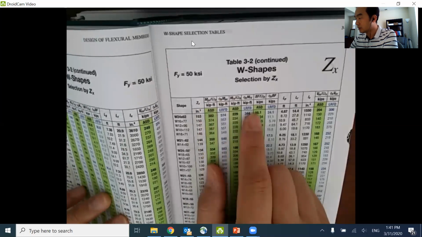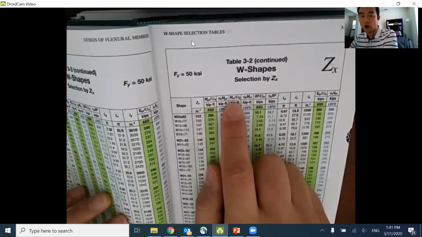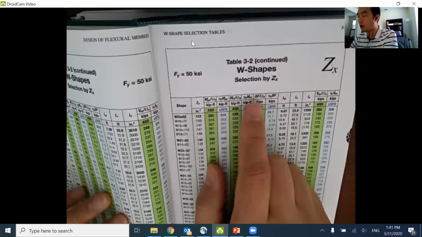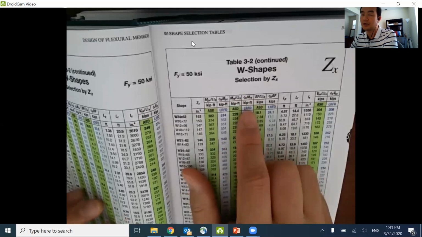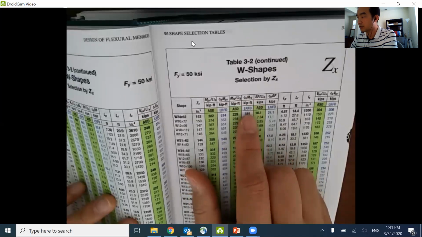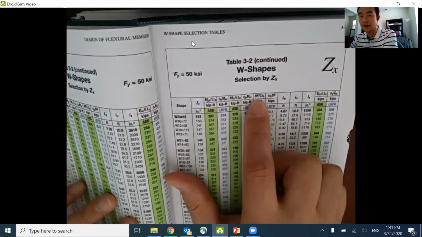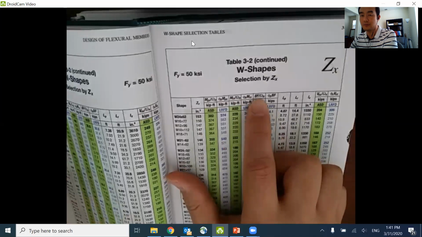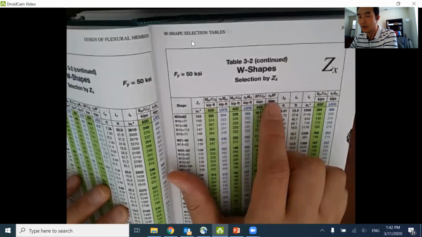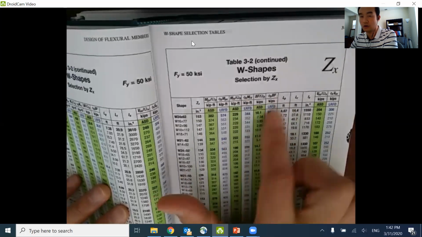The next ones are MRX over omega, and phi times MRX. I'm going to talk about MR in a minute, but that is one of the quantities included in our MN calculation for the inelastic lateral torsional buckling case. And here we have BF. It is our best friend. So BF divided by omega and phi times BF. I'm going to talk about this BF term in a minute.